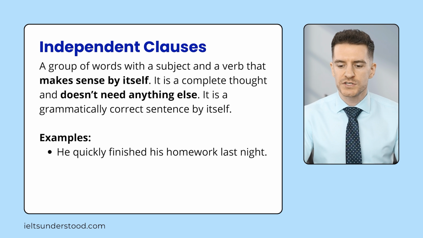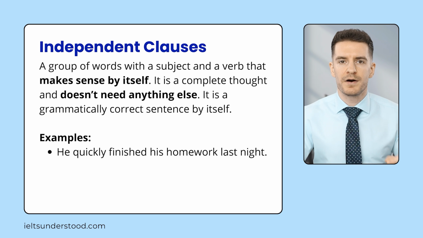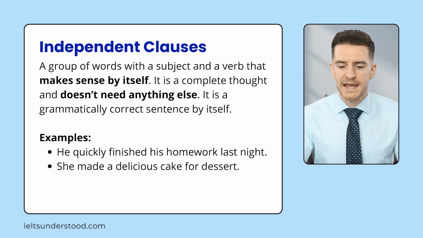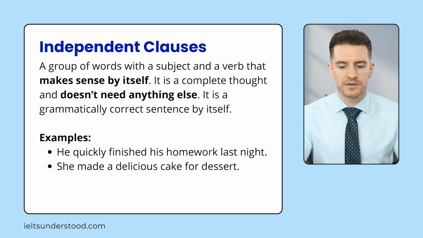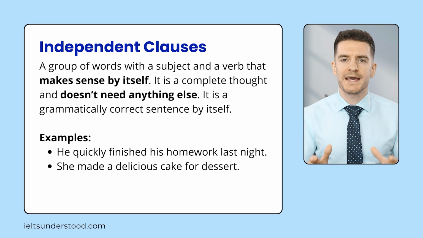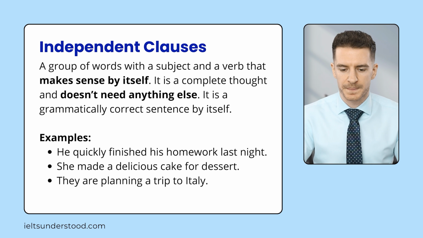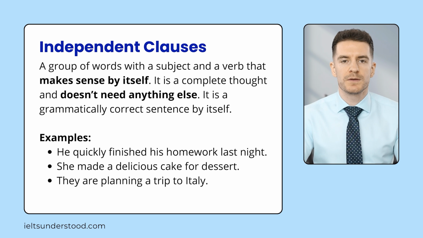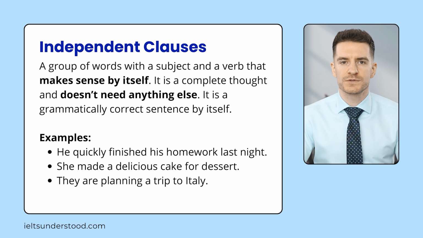So let's look at some examples so you can see what I mean. He quickly finished his homework last night. If you look at this sentence, we don't need anything else. It is complete. It is 100% by itself. She made a delicious cake for dessert. Same again. We've got a subject, we've got a verb, and everything makes sense. We don't need more information. And finally, they are planning a trip to Italy. Again, it's complete. We don't need anything else. So they are independent clauses.